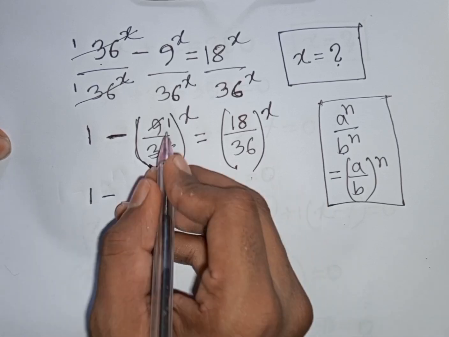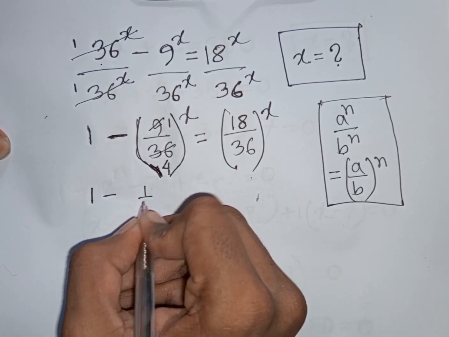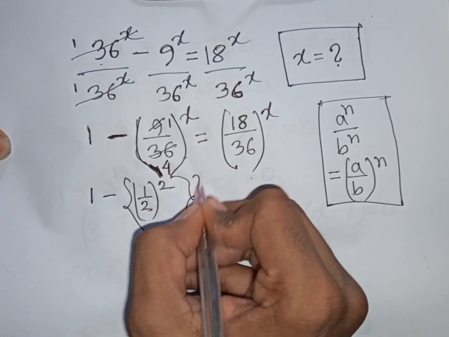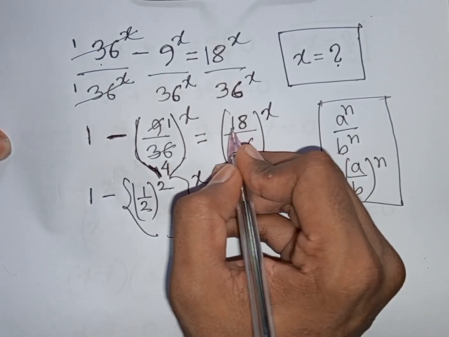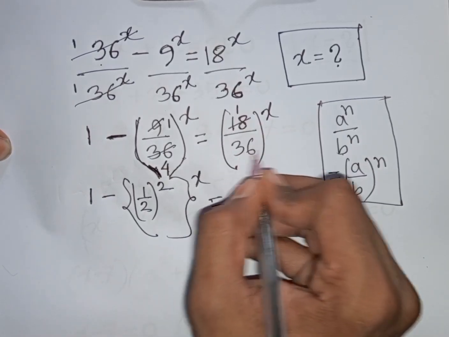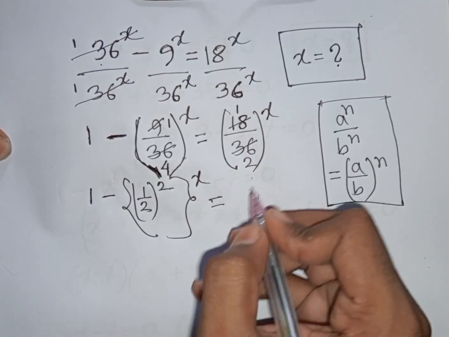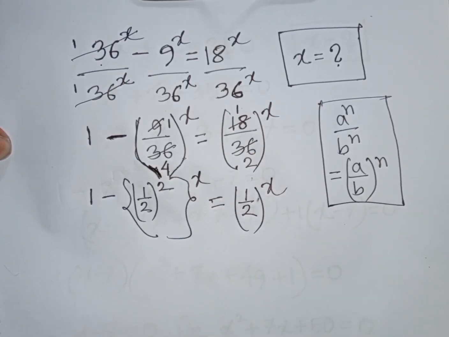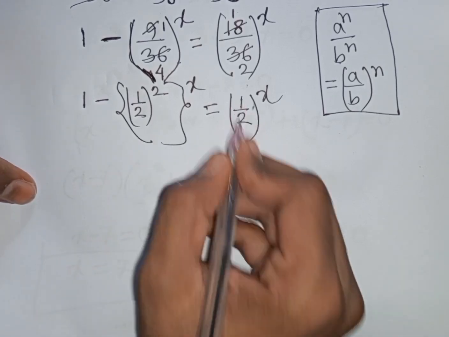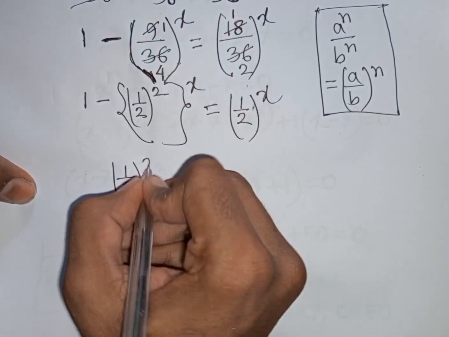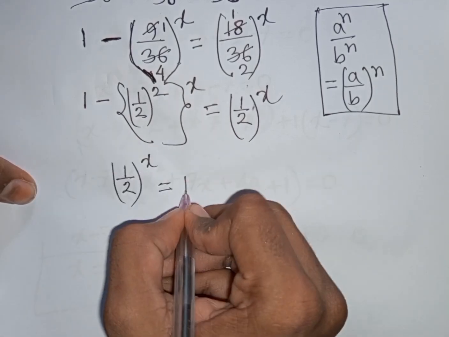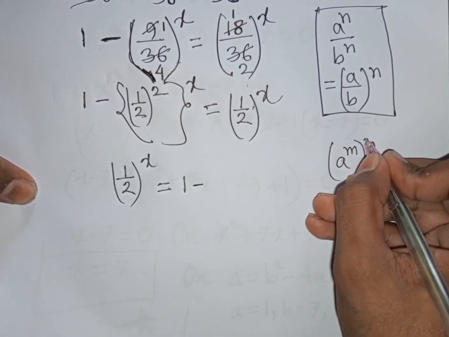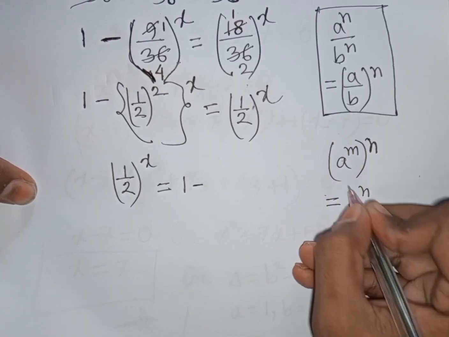Now here 1 over 4 is same as (1 by 2) bracket power of 2. Then this first bracket can be written as second bracket, then power of x is equal to 18 divided by 18, that means it will be 1, 36 divided by 18, that means it will be 2. So here 1 over 2, then bracket power of x. Now I can write here (1 by 2) bracket power x is equal to 1 minus, here we can apply the rule that (a power m) bracket power n is equal to (a power n) bracket power m.